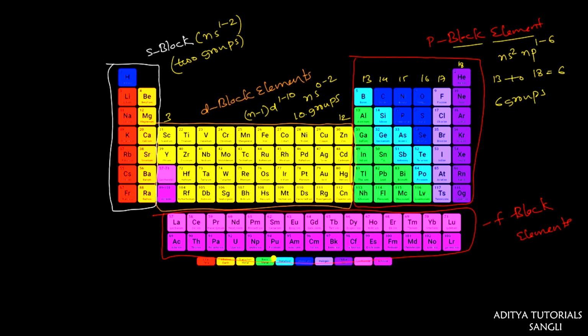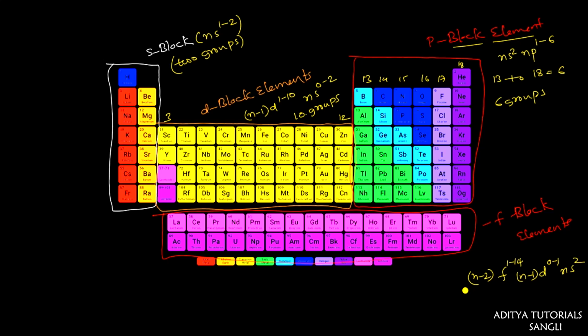Now come to the last one, that is F, because it is very important. The general electronic configuration I am going to write is (n-2)f1 to 14, (n-1)d0 to 1. Obviously the D orbital can contain 10 electrons, but in these elements the D always contains 0 or 1 electron. Then ns2. This is the general electronic configuration.